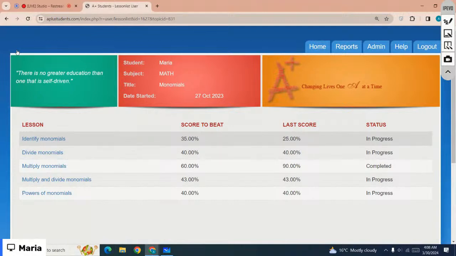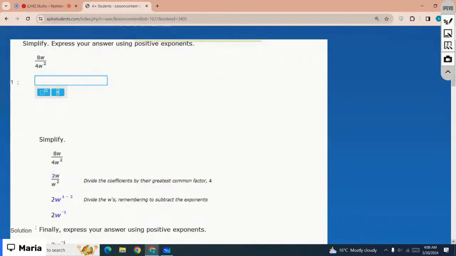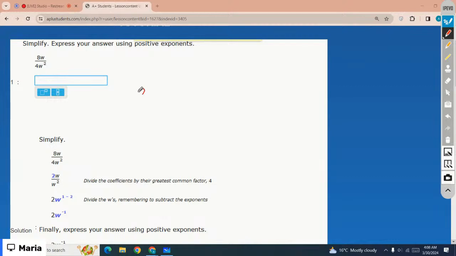Okay, we're going to start with the next lesson. We have done with the identify monomials. Now we're going to start with the divide monomials. Okay, the first example is 8w divided by 4w square, right? So you have to simplify the numbers and the variables as well, right? First just look at the numbers, right? 8 over 4. So 8 over 4, you can divide them by the common factor 4. So let's just divide them by 4. So 8 divided by 4 is 2 and 4 divided by 4 is 1.